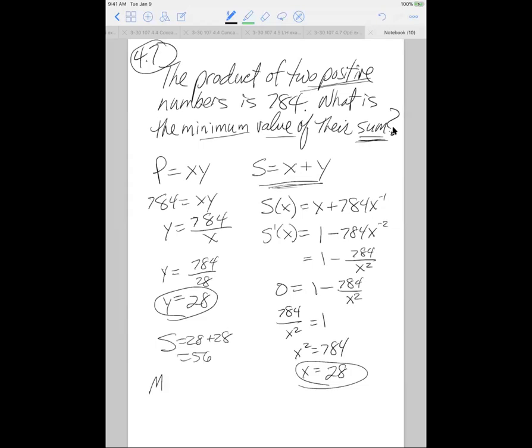So the minimum sum is 56. Answer. Thank you. That is another optimization problem. Keep practicing.